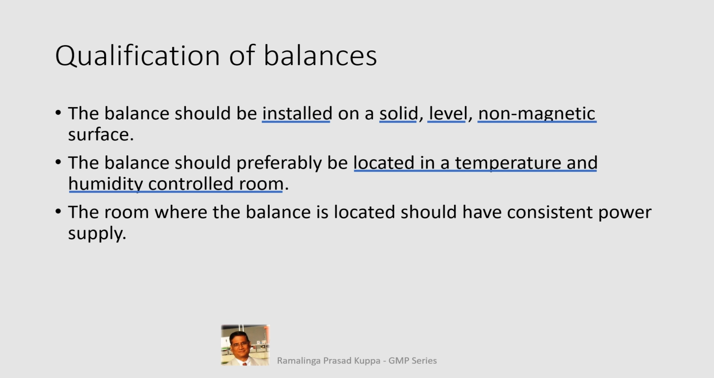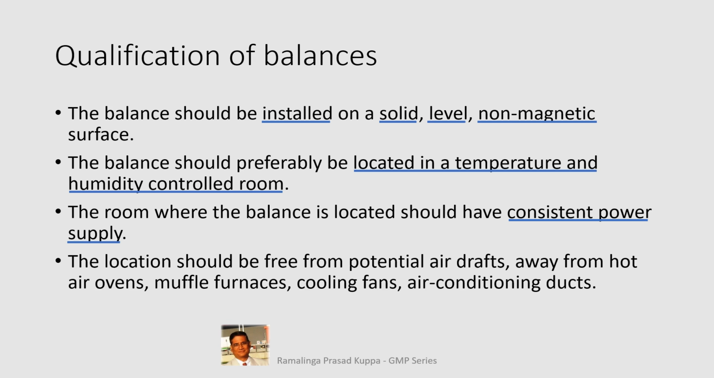The room where the balance is located should have a consistent power supply. The balance should be supplied with stable power to avoid any spikes in power supply. Such spikes can have an adverse impact on the operation of the balance. The location should be free from potential air draft, away from hot air ovens, muffle furnaces, cooling fans, air conditioning ducts, etc. All these equipment can disturb the function of the balance adversely. So it is very important to keep all these away from the vicinity of the balance.